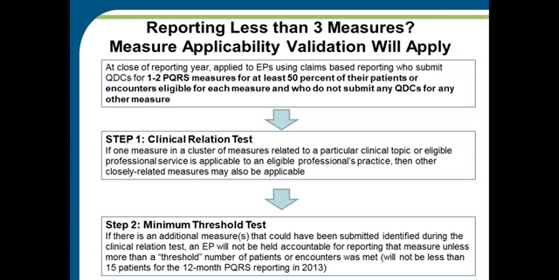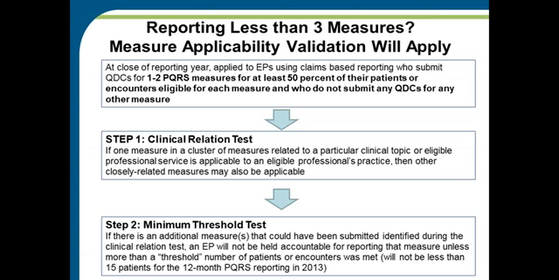So in talking about claims-based reporting, remember that we said that in order to use a registry, you must be able to report 3 measures. But if you don't have 3 measures to report, you can use the claims-based mechanism to report 1 or 2 measures if that is all that applies to your practice. So if that is the amount of reporting that you have done, at the close of the reporting year, CMS will assess your ability to report an additional 1 or 2 measures.